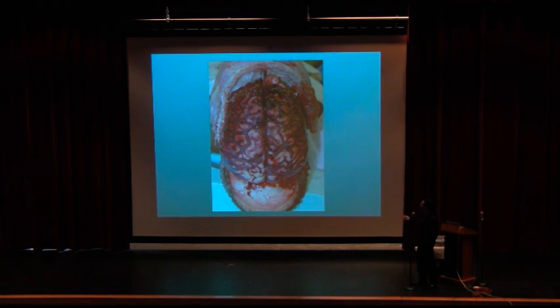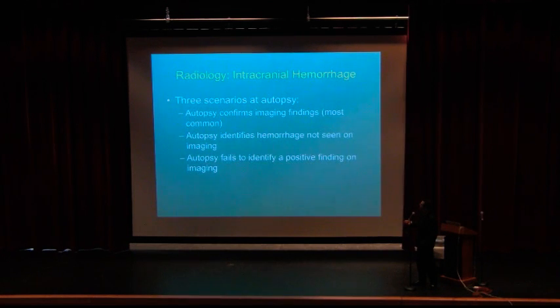Here's just diffuse subarachnoid hemorrhage. It's just a thin layer over the entire surface of the brain. Subarachnoid, the most common reason you get it is head injury, trauma, but there's many, many other reasons you can get it as well. And we'll talk about a few of those later.